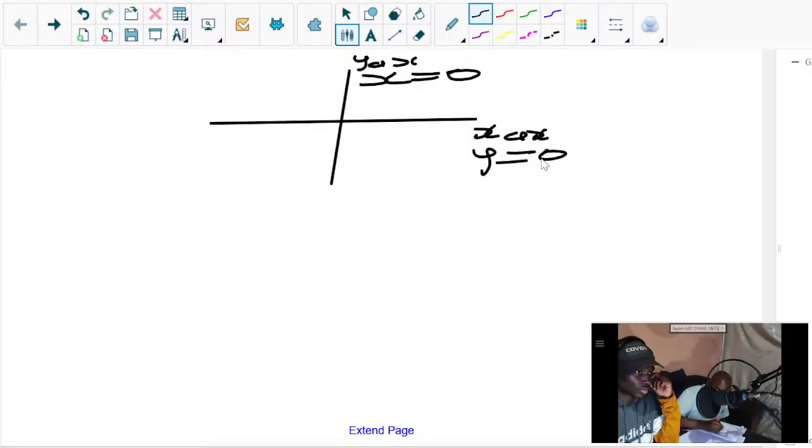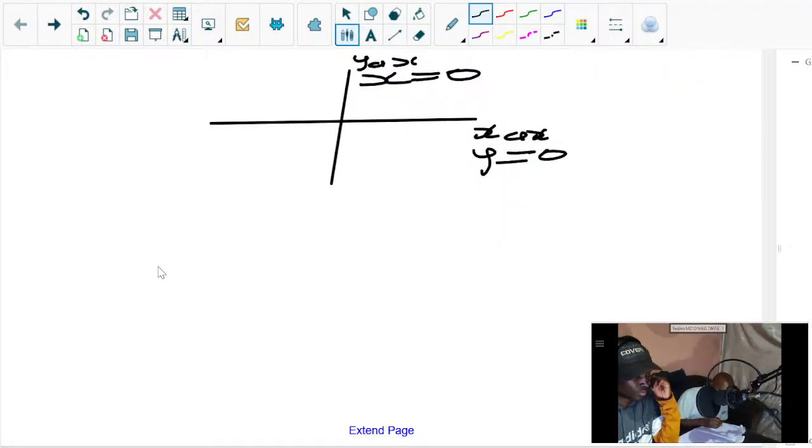It doesn't tell you about x, but it tells you about y. It defines y. Y is going to be equivalent to 0. So what are we looking for? Are we looking for the x-intercept or the y-intercept? We're looking for the x-intercept. What did we say about the x-intercept? y is equivalent to 0.